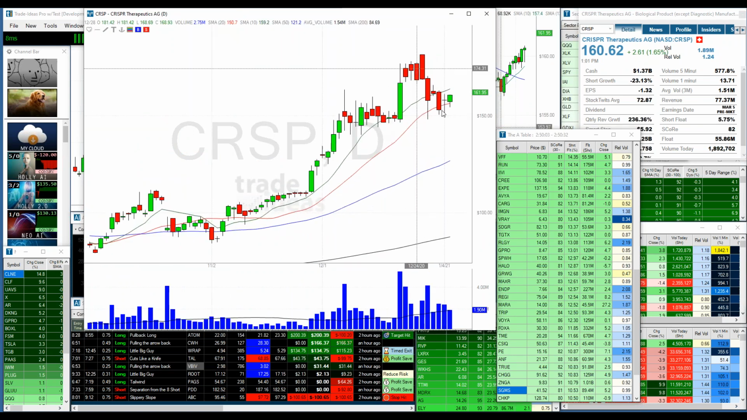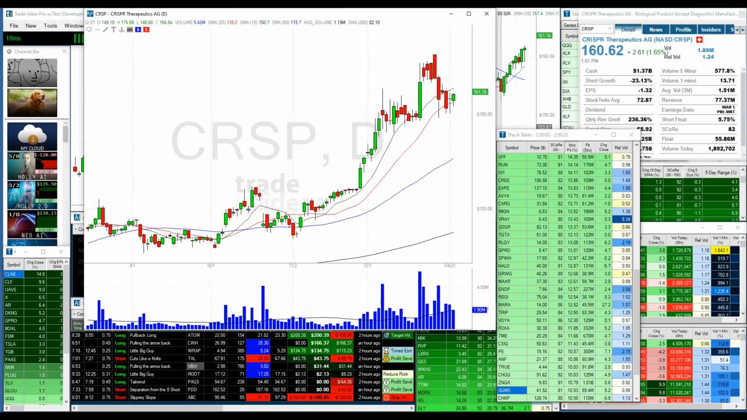Nice pullback. It seems to have found support on the 20-day. It's still in its trend. Yeah, it's nothing really bad to say about that.